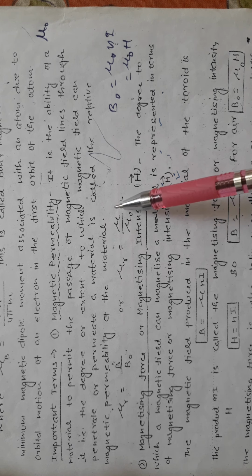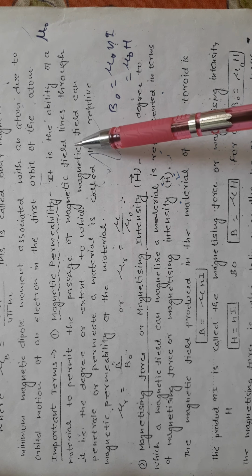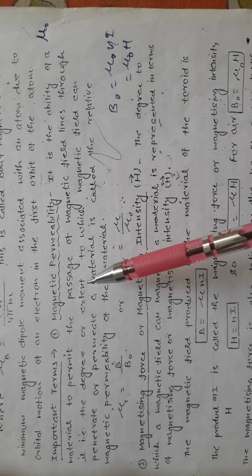It means if we divide the permeability of a medium to that of air, then it becomes the relative permeability. And the physical significance of the permeability of a material is the ability to permit the passage of magnetic field lines, meaning how easily magnetic field lines are passing through a material. If the material is allowing the passage of field lines, then permeability will be higher.